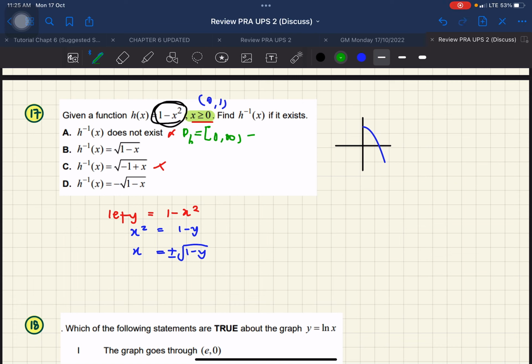Domain of h dia akan sama juga dengan range of f inverse. Okay, so kalau tengok dekat sini, range of f inverse dia pergi daripada 0 to infinity, meaning that dia adalah y greater than or equals to 0. So kita kena cari y yang greater than or equal to 0, which is the positive one. So positive maksudnya jawapan kita kena positif lah, bukan yang negatif. So kita akan ambil yang positif, bukan the negative one. So our answer for this one is h inverse equals to square root of 1 minus x. So itu nombor 17. Okay, sikit lagi guys.